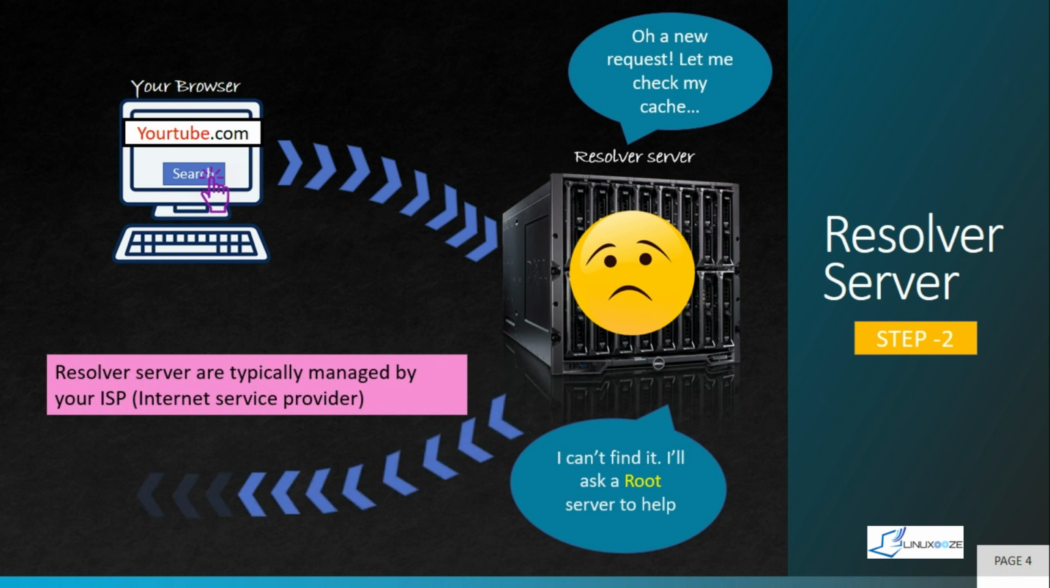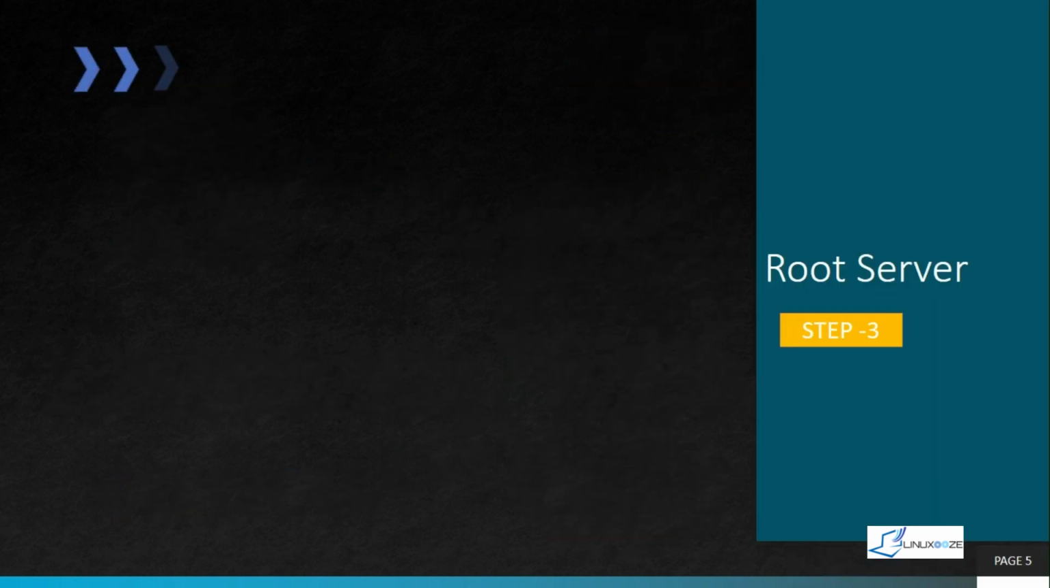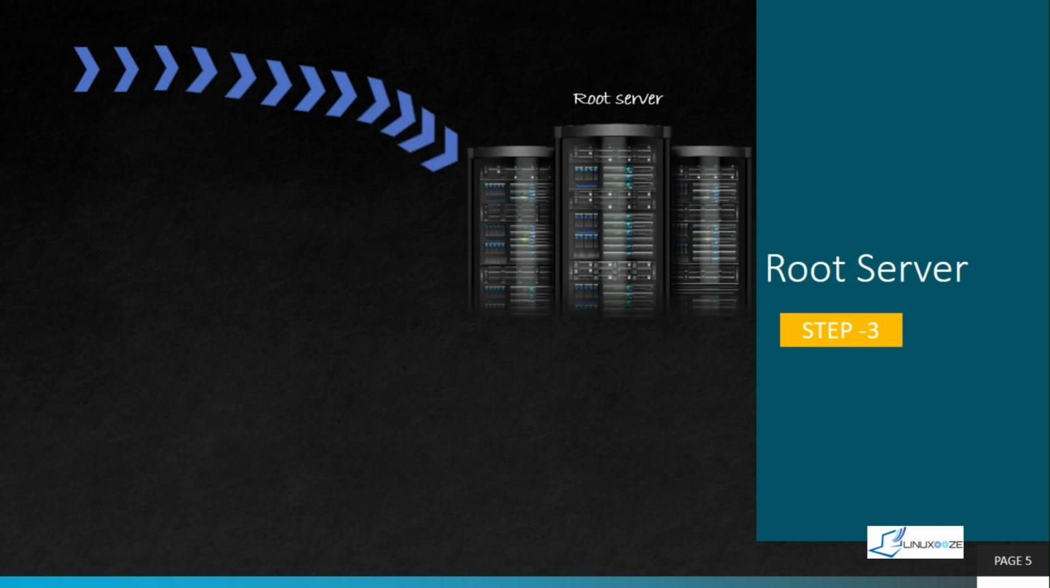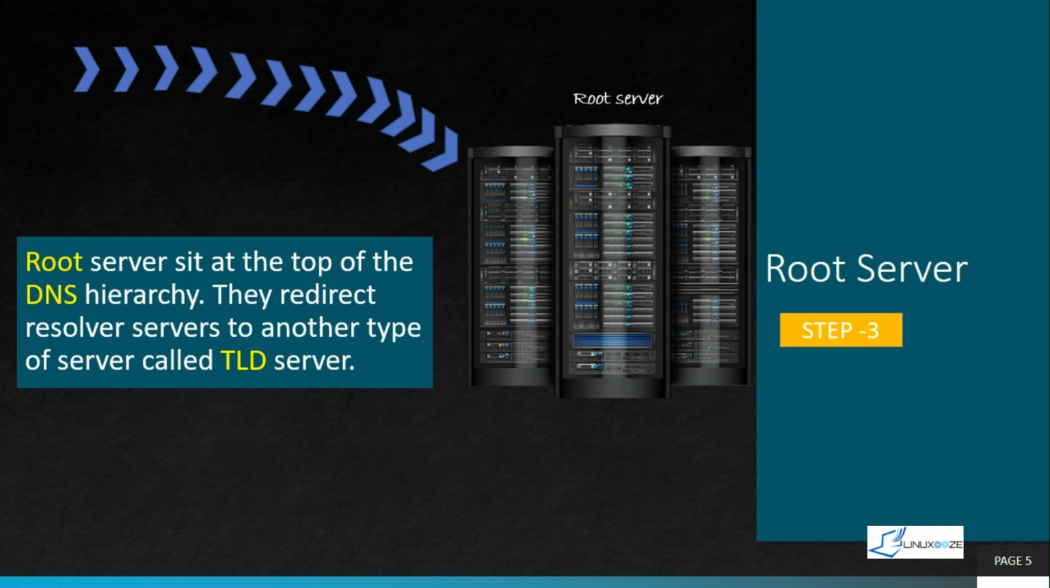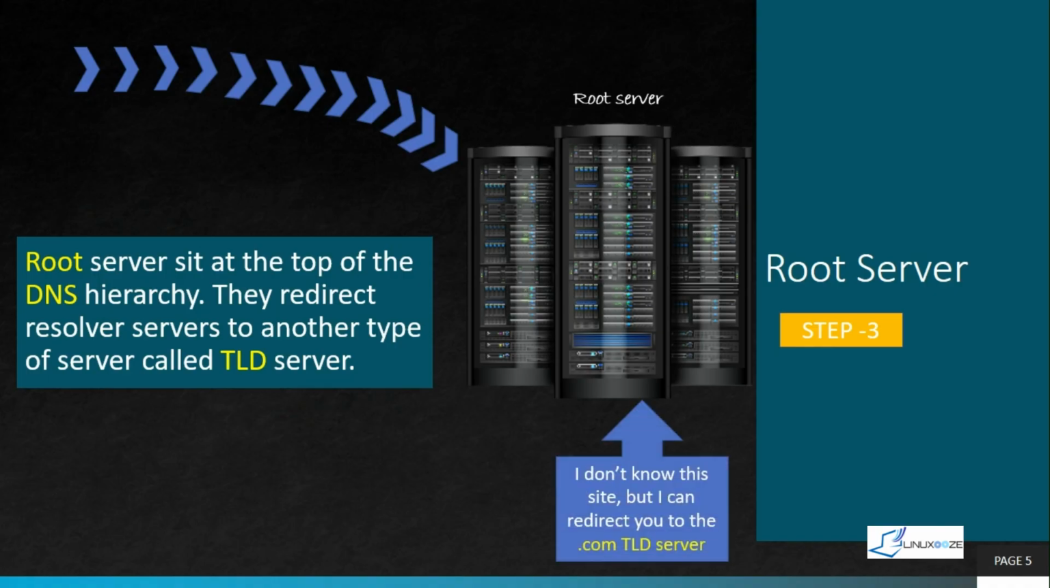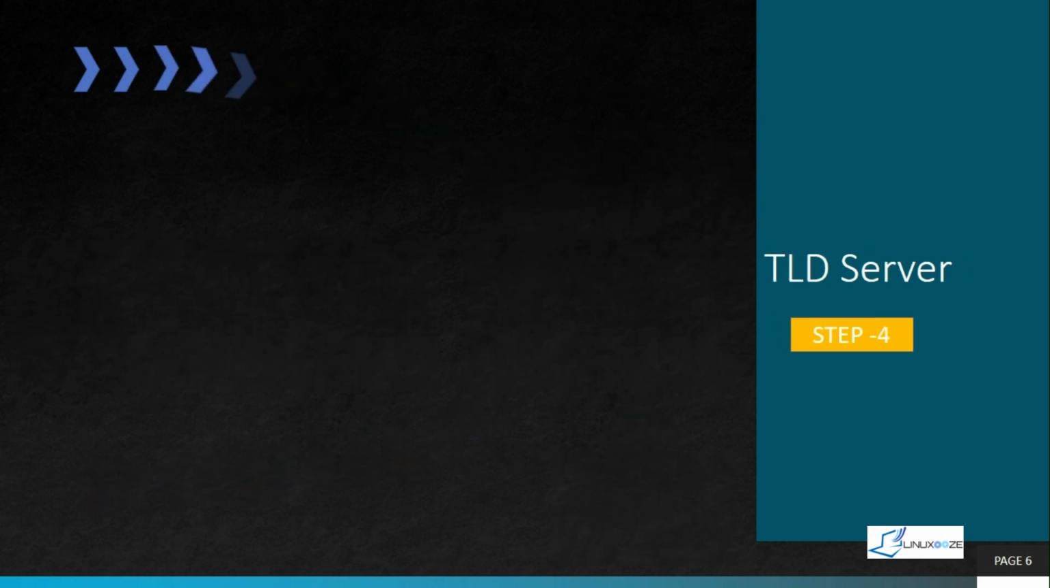If the resolver server doesn't have the required information, it queries the root DNS servers. These servers are at the top of the DNS hierarchy and maintain information about the top-level domains, TLDs, like .com, .org, and country code TLDs like .uk, .jp, etc. I don't know this site, but I can redirect you to the .com TLD server. Based on the TLD of the domain name, like example.com, the root DNS server directs the recursive DNS server to the TLD DNS server responsible for that TLD.